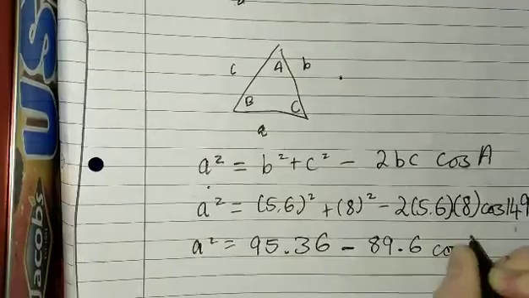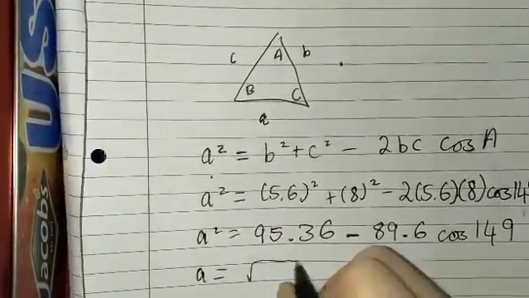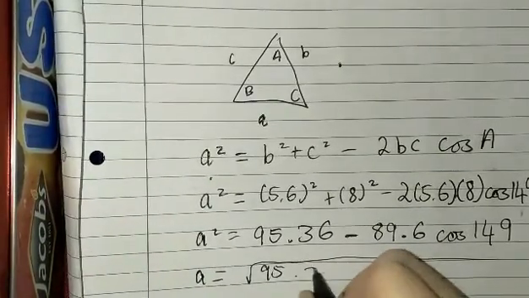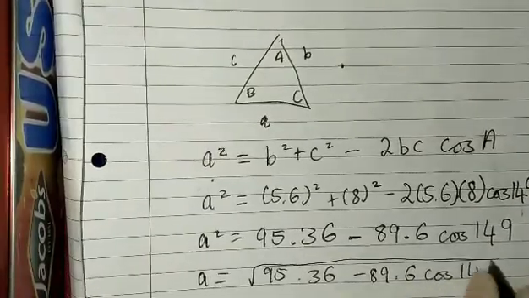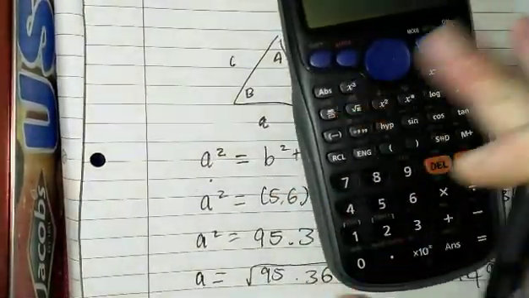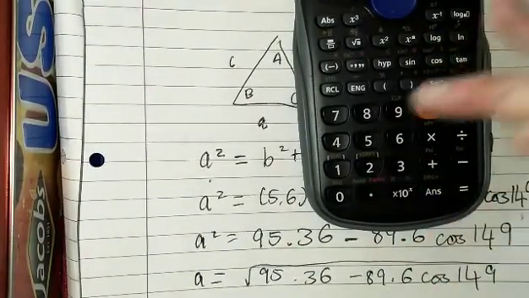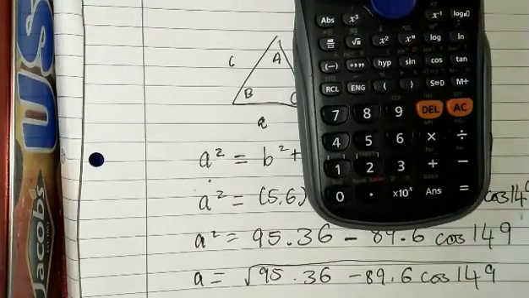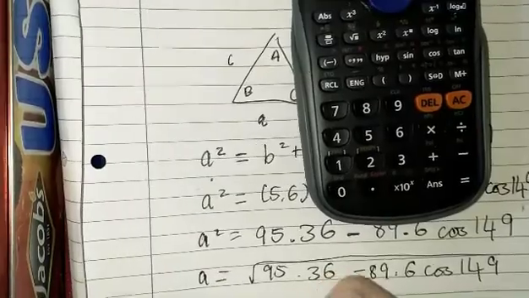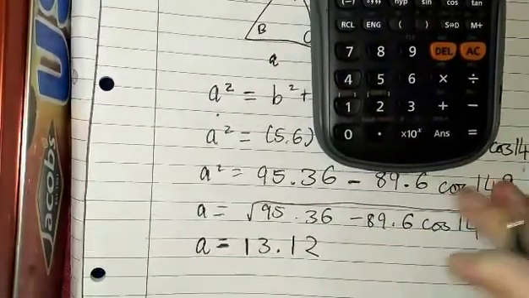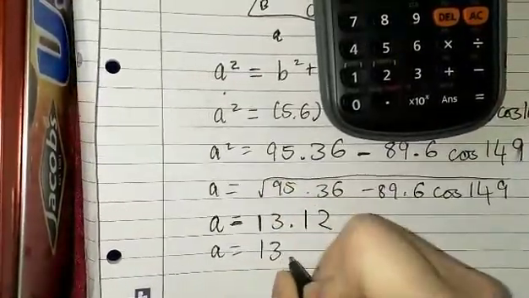89.6 cos 149. So if I want to get what a is by itself, I might just get the square root of both sides. So a is the square root of 95.36 minus 89.6 cos 149. So then I get that a is equal to 13.12, and they ask correct to the nearest meter. So this a would be 13 meters.